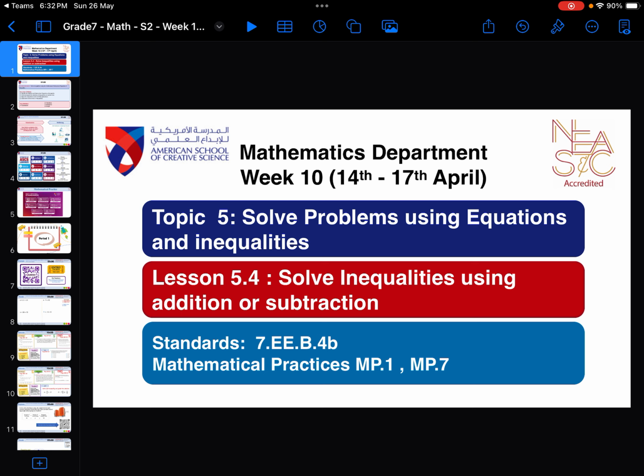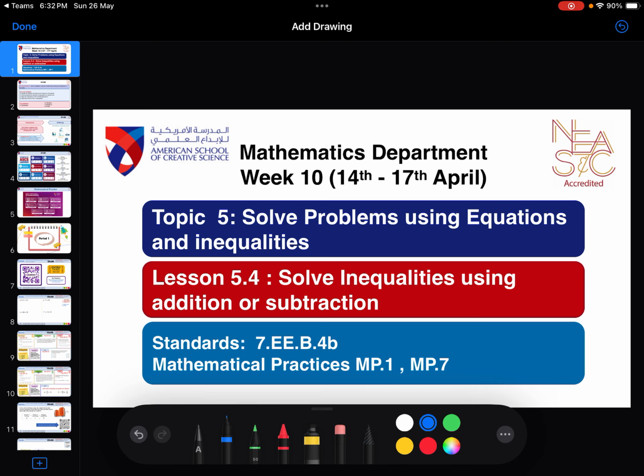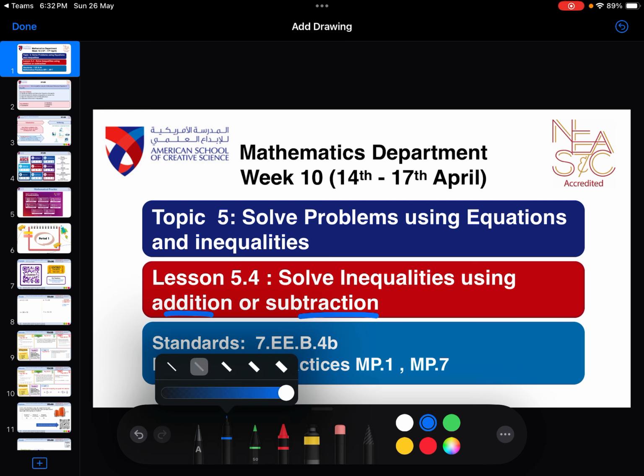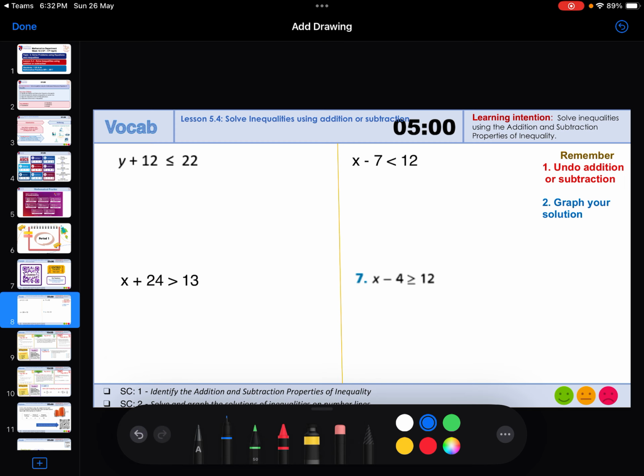Now I'm gonna explain lesson 5.4. This is a recorded video. Basically the idea of this lesson is to solve inequalities using addition or subtraction. Let's see. I'll start with a direct example just to give you the idea right away, in case you just want to have a short explanation and then go and solve by yourself. Okay, so basically I'll start by explaining the lesson from here.